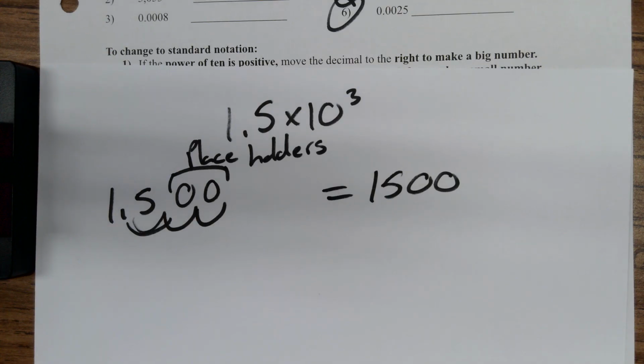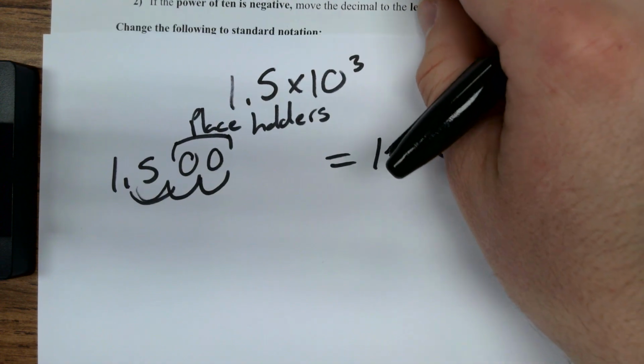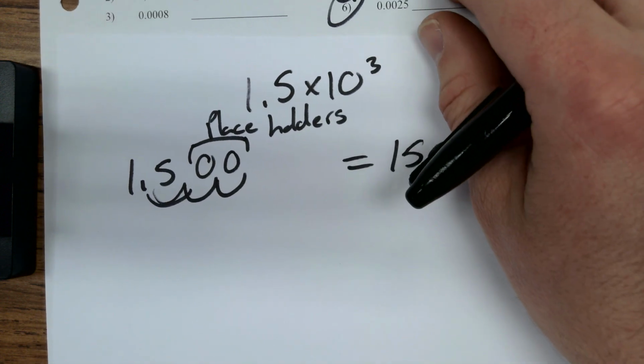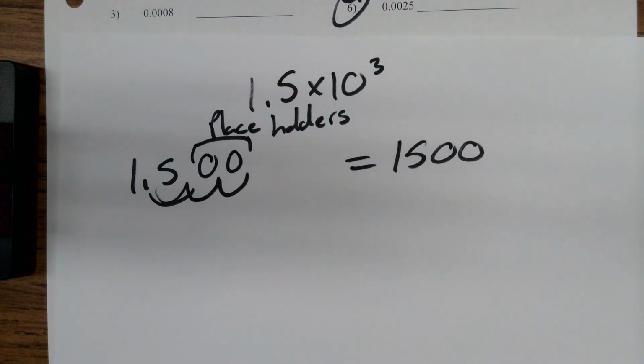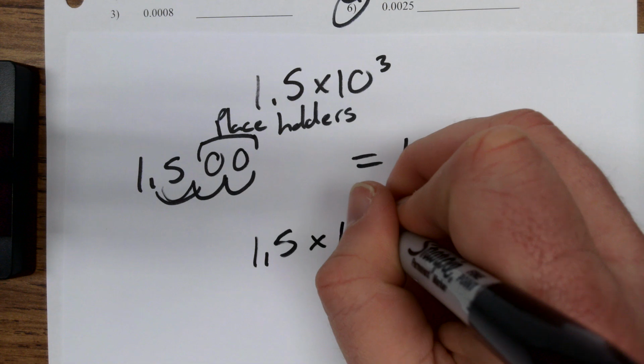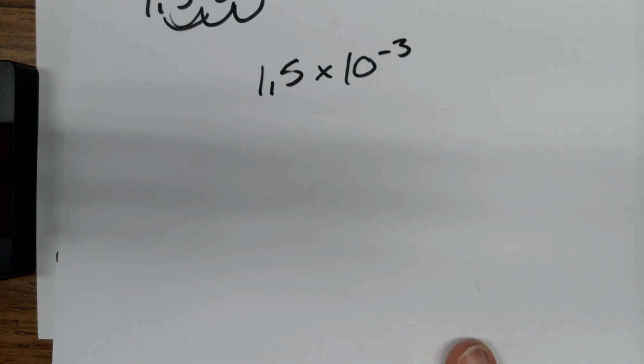Scientific notation is one of those things where the more we do, the easier it comes to us. Let's try number 2 in the opposite direction. Number 2 is the exact same thing, but instead of times 10 to the positive 3, it's 1.5 times 10 to the negative 3.